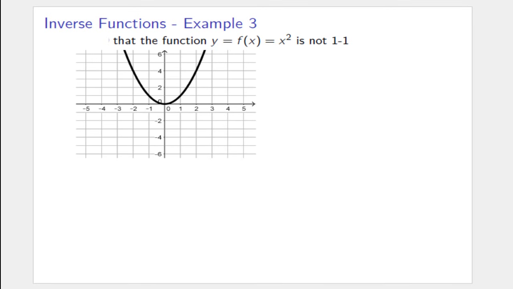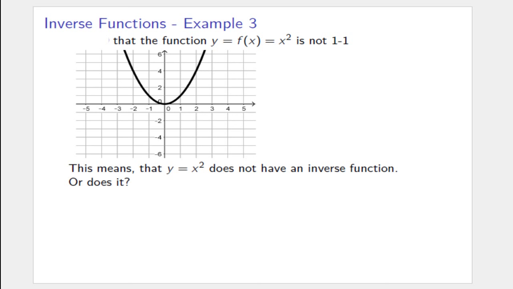We saw that the function y equals x squared is not a one-to-one function. This means that y equals x squared does not have an inverse function. Or does it? We've been using the square root function to undo x squared. Is it not its inverse function? To address this, let's take a closer look at our idea of one-to-one functions.